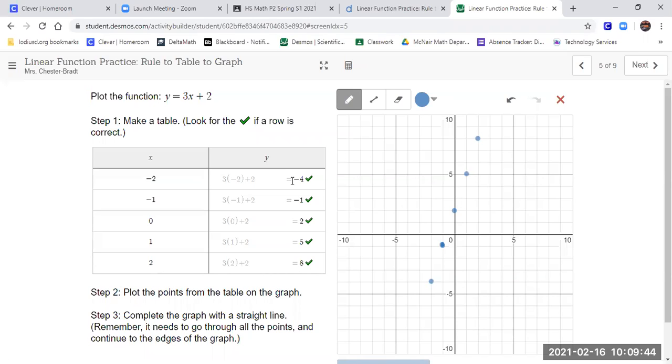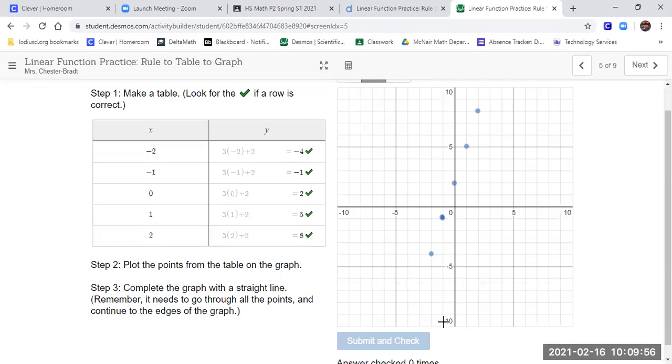Negative 7. If x is negative 4, what would we be? Negative 10. So we can start our line down here at x of negative 4, y of negative 10. And then we drag him up and we make him keep going until he hits the 10 line. Okay. And then we check. Beautiful. Anybody having to fix, or are we getting kind of good at it?